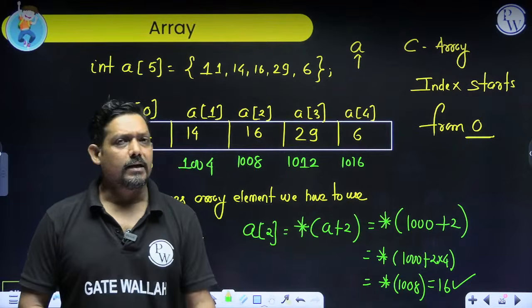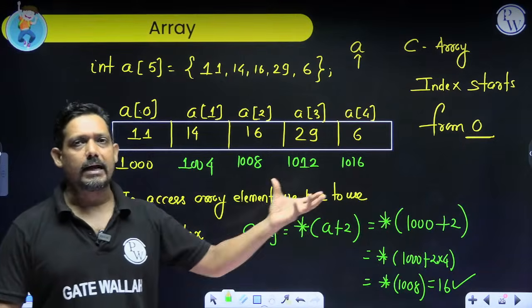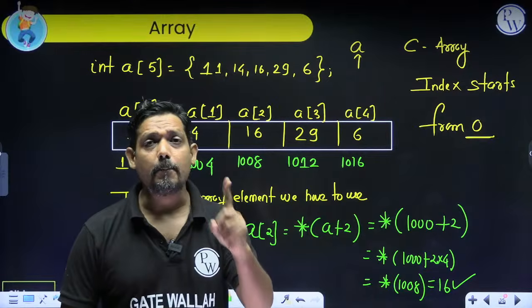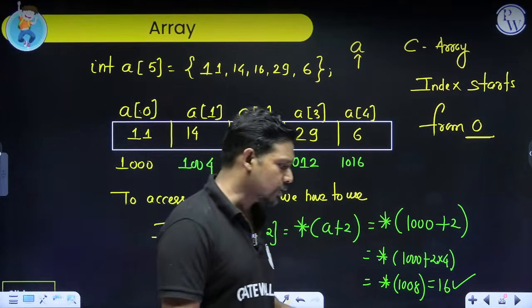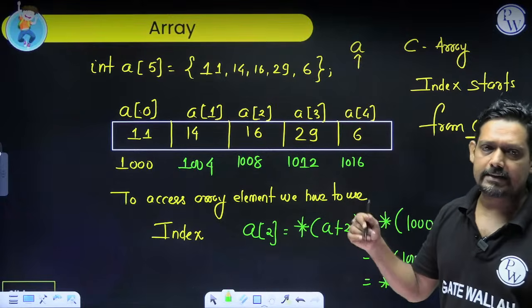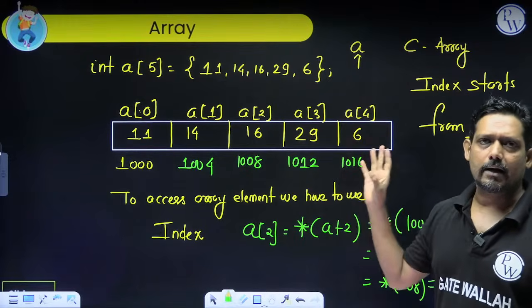Every array has a formula, and that is the reason it works very well, and that leads to random access. That is the reason elements are randomly accessed.